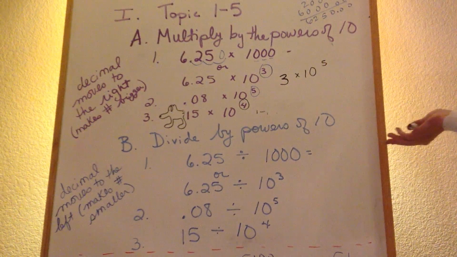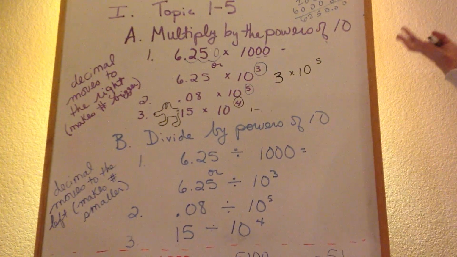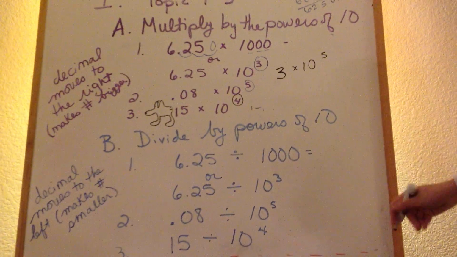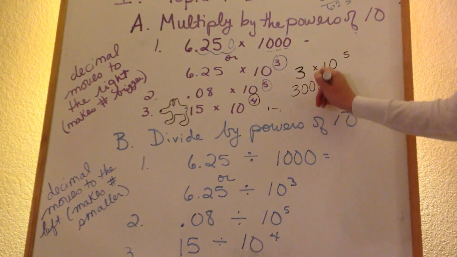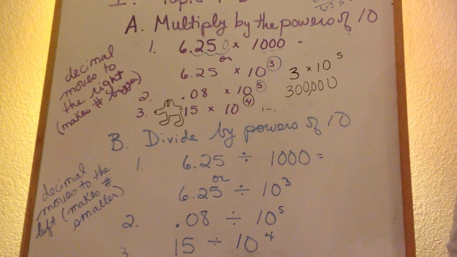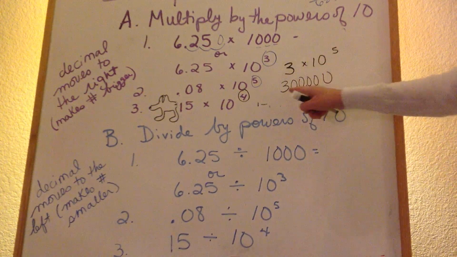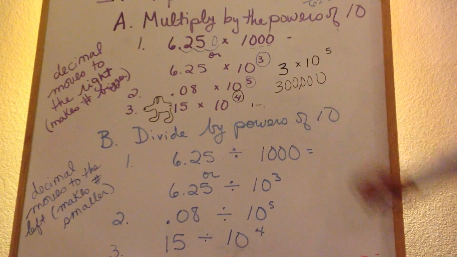Remember, start with your decimal. You don't see a decimal, it's the tail. Where does the tail go? Okay, you should have gotten 300,000. We move our decimal over 5 places. 1, 2, 3, 4, 5.